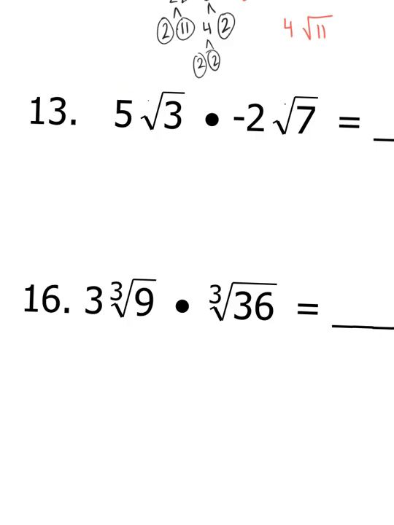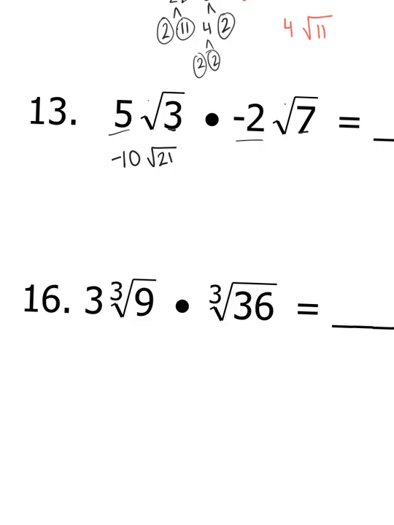A whole number 5 times a whole number -2. So my new out front number is going to be 5 times -2, or -10. And then my inside number, I have the square root of 3 times the square root of 7, so that gives me the square root of 21 if I combine with multiplication.